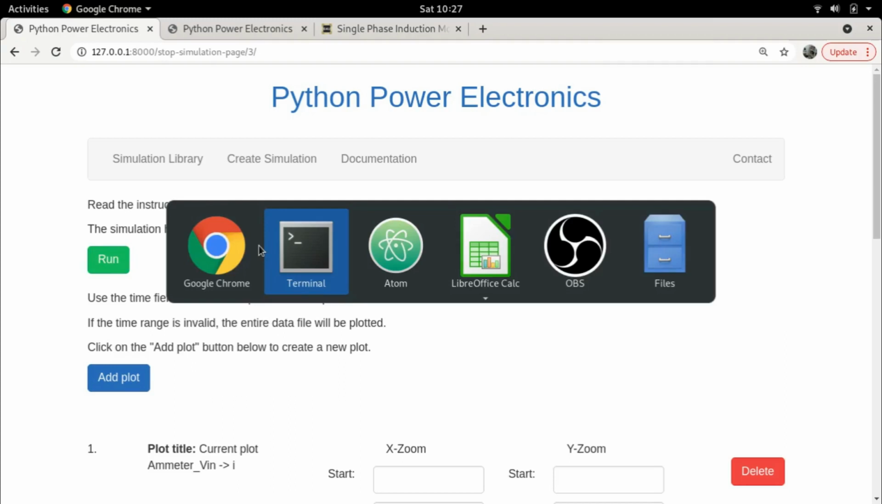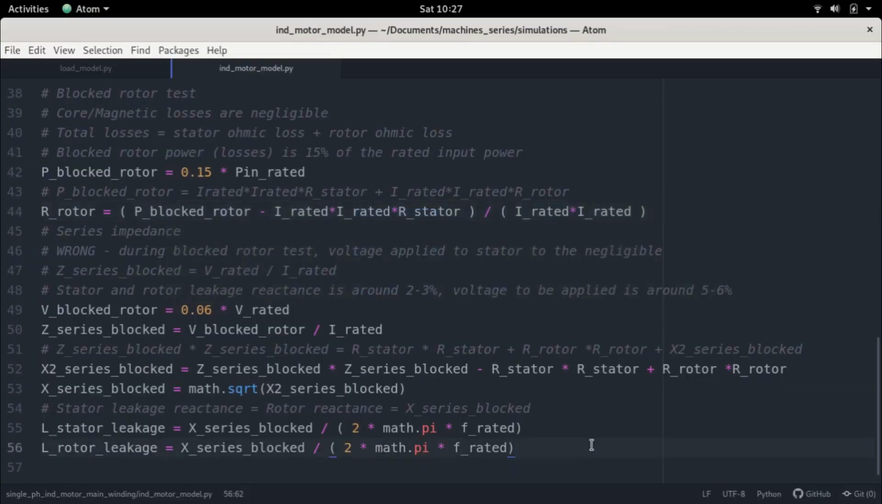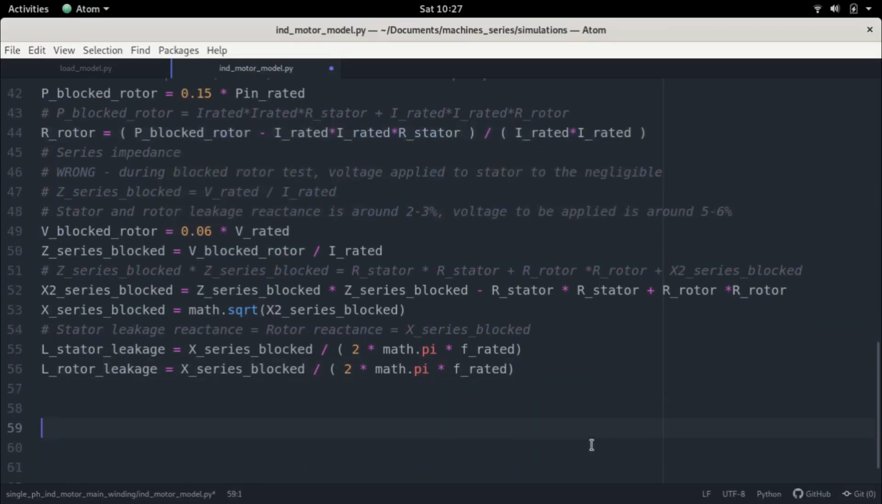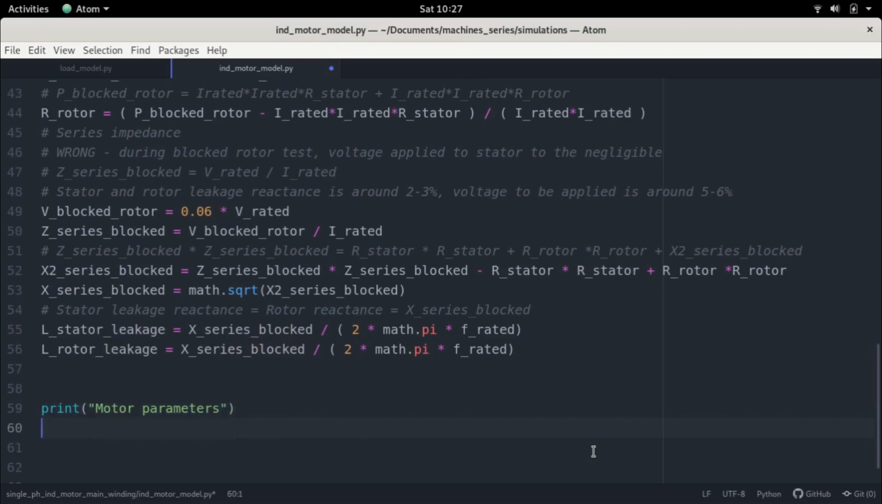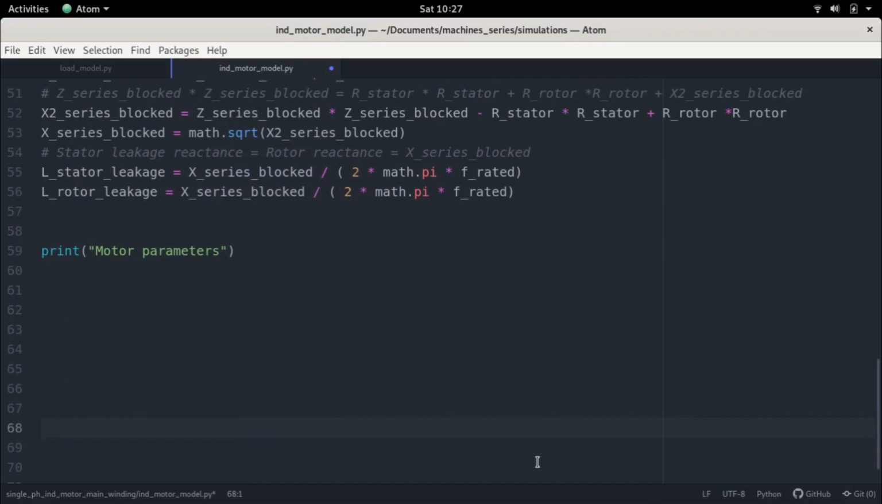Now that we've reached this stage, we can start printing it out. Let me write print motor parameters, and let's start printing them all out one after the other. So let me leave some space. The first thing to print is the basic manufacturer specifications.